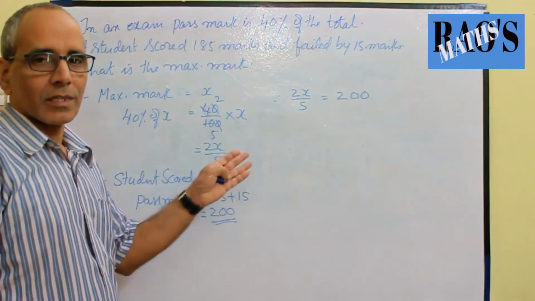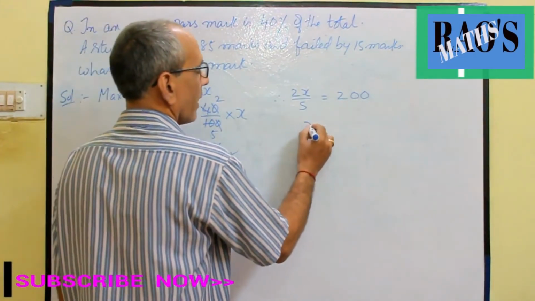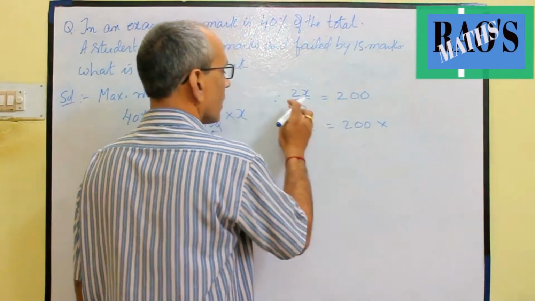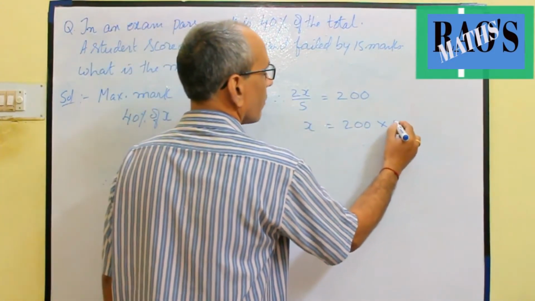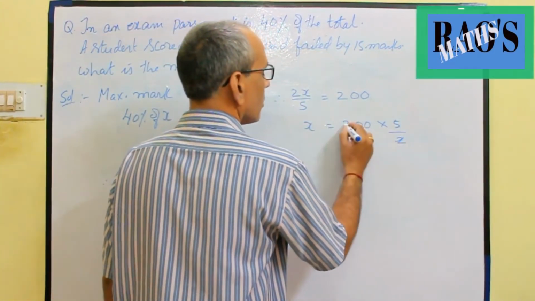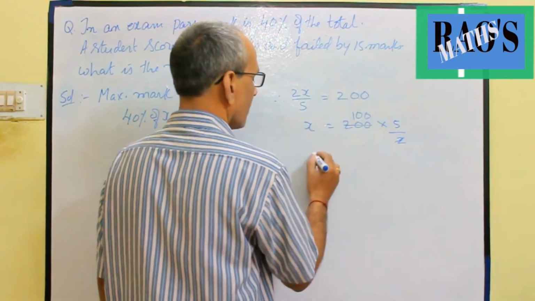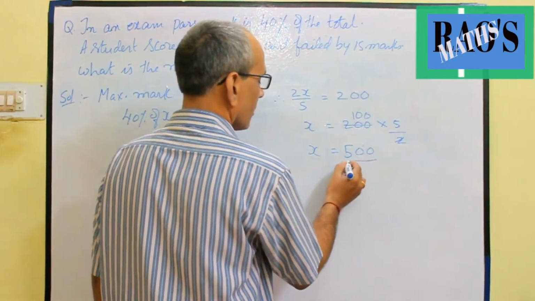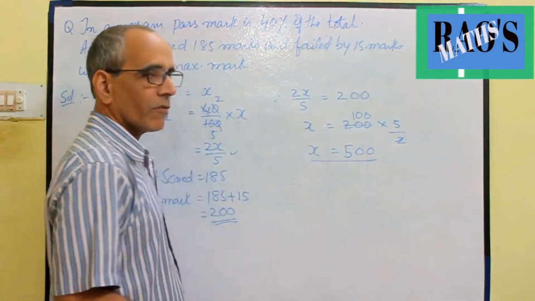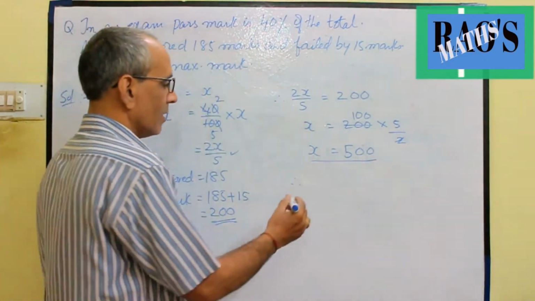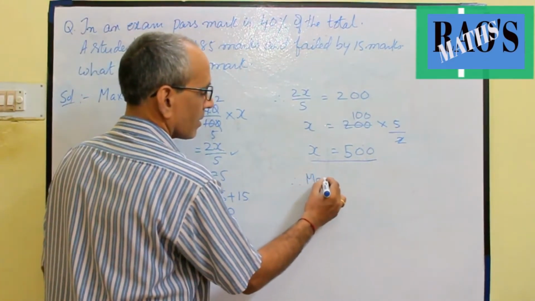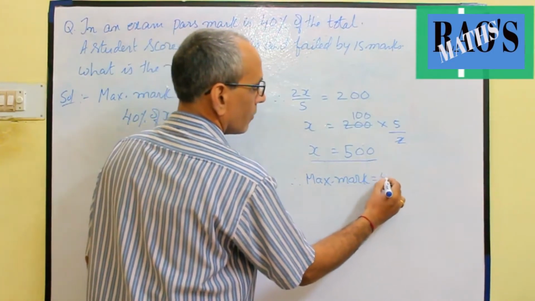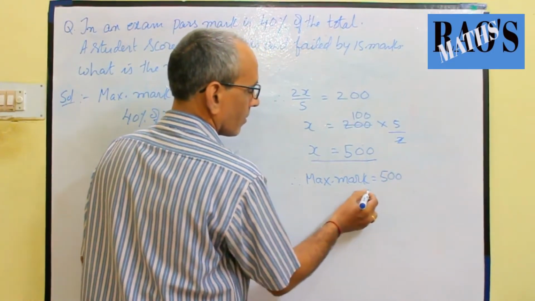Now we know how to solve this. So X is equal to 200 into the reciprocal of 2 by 5, that is 5 by 2. 200 times 5 by 2, see, we got 500. So the question paper is prepared for 500 marks. Therefore, maximum mark is equal to 500.